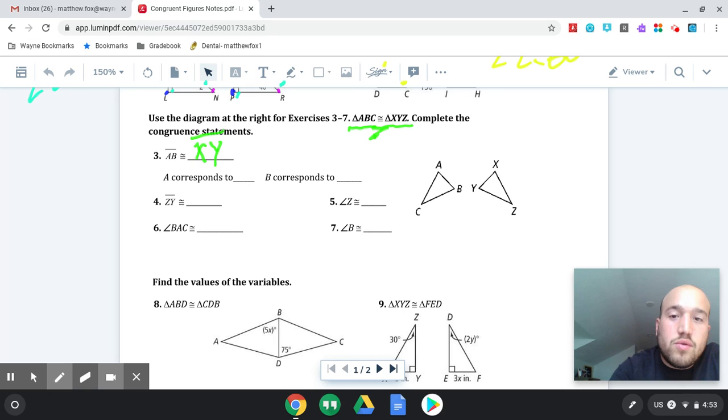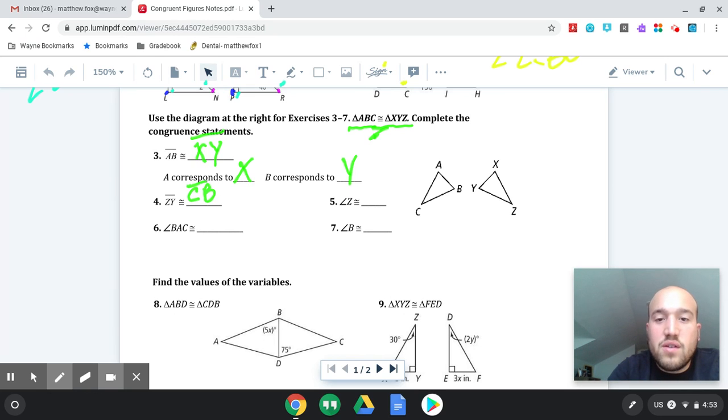A corresponds to X because they're both first. B corresponds to Y because they're both second. And likewise, C would correspond to Z. Okay. Now, number 4. This is another segment, ZY. So it's third and then second. So we want to do the same thing. So it'll be segment CB.